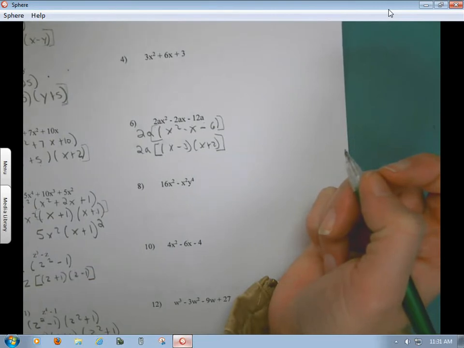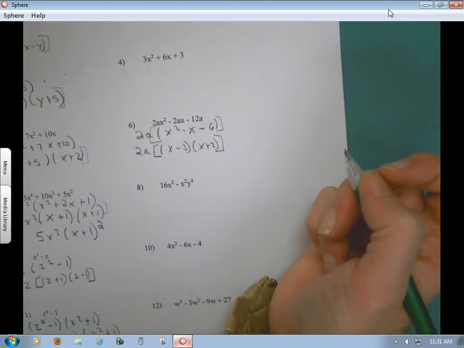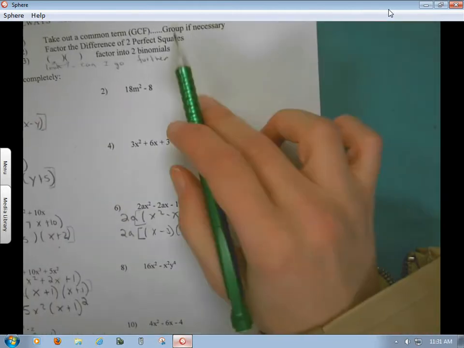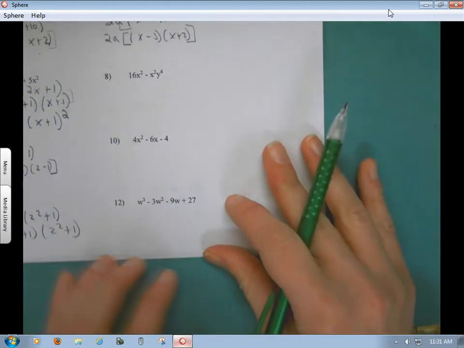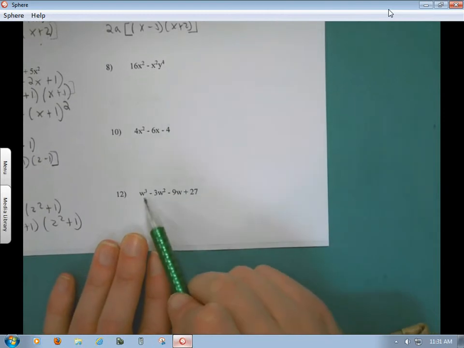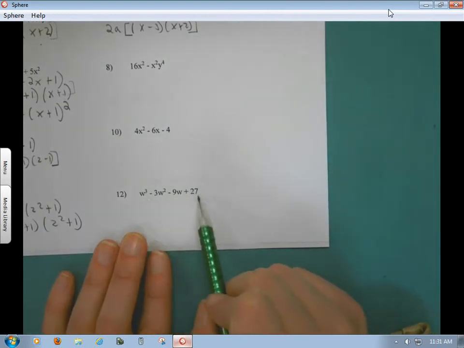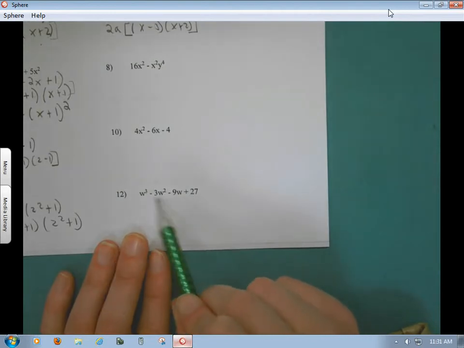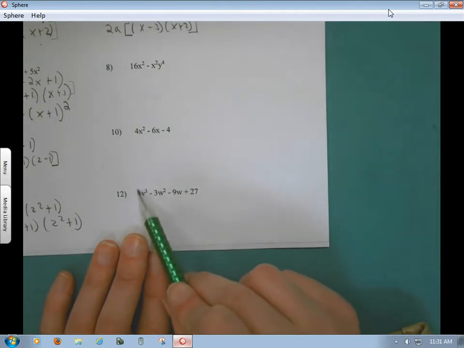Let's try number 12. At the beginning I talked about grouping if necessary. When I look at number 12, at first it looks like I can pull out a W. But then I get back here and there's no W. So I look this way and it looks like I can pull out a 3. But I get up here and there's no multiple of 3 to pull out.